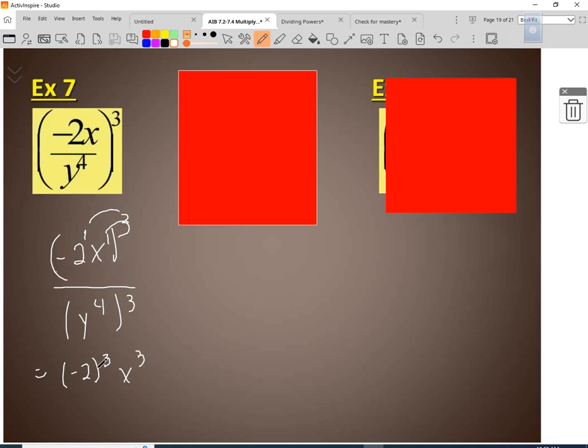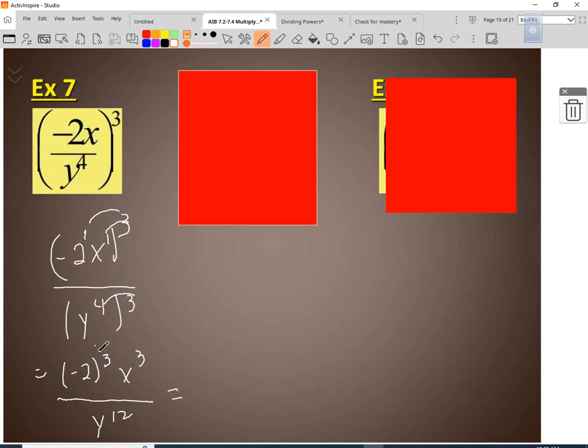Everybody understand how we got negative 2 to the third power, x to the third power? And we're going to do the same on the bottom, but we only need 1 power. So power to a power, up high, multiply, will give me y to the 12th power. We don't have anything we can divide because we can't divide if they're not like bases, or if they're not numbers, coefficients. But we can't leave negative 2 to the third power here.